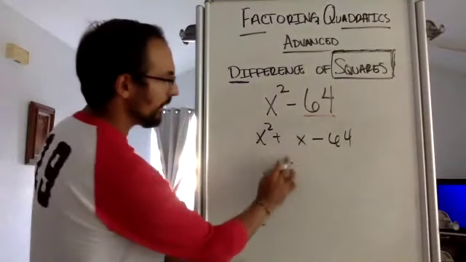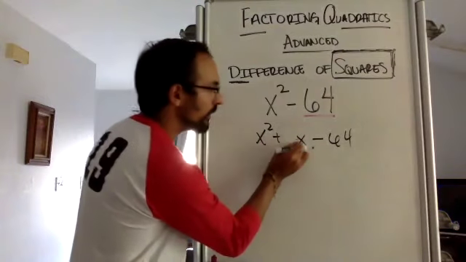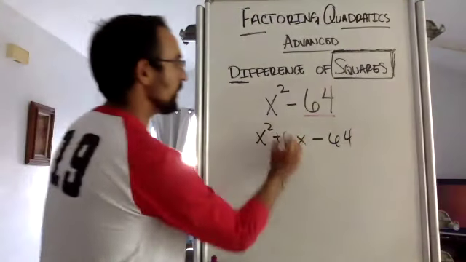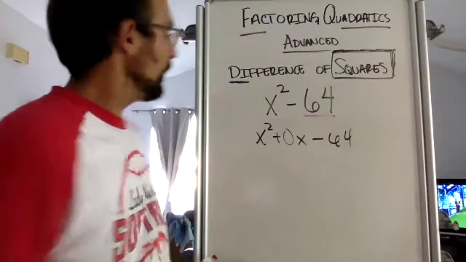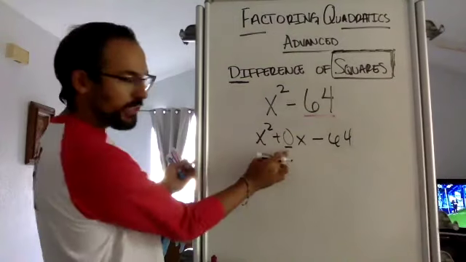Could I just leave it like that? And these two are the same? No, I cannot. What's the only number that I can multiply x by to get nothing? So that answer is nothing. So you can see it like this. You're trying to find the factors of this number that add to give you nothing.